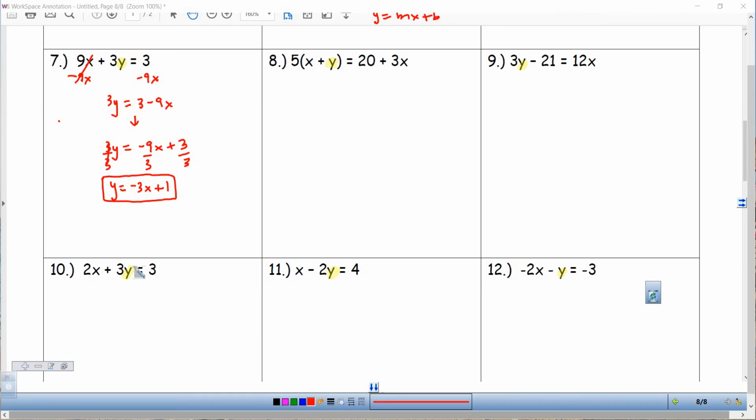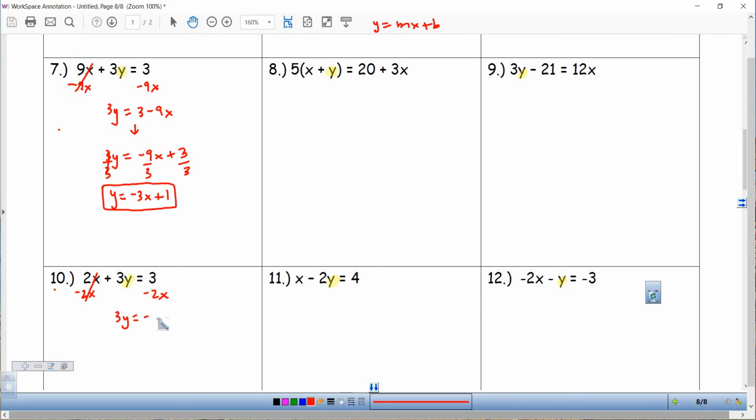Right here, similar idea. I'm trying to get that y by itself. I'm going to subtract away 2x from both sides. Again, the variable that we are not trying to solve for, it's just going to travel with its coefficient. I'm not trying to separate the 2 and the x. I'm trying to separate the 3 and the y. So here we go. Those are going to cancel. That's going to give me 3y equals, and again, I could write 3 minus 2x, but we're looking for y equals mx plus b, so I'm going to write negative 2x plus 3.